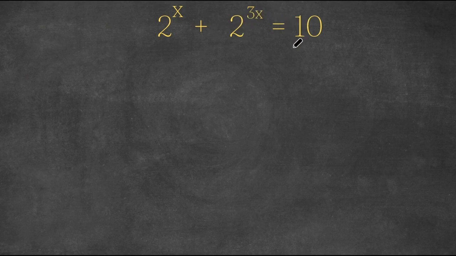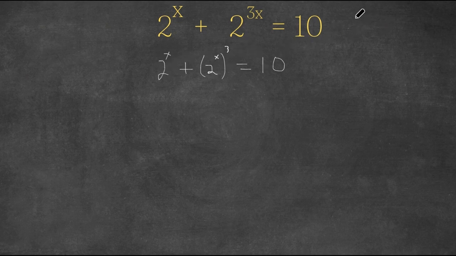And what we're going to do first is rewrite this equation. We're going to write this as 2 to the power of x plus 2 to the power of x, to the power of 3. Because remember, when we have something like this, it is equal to x times 3. We multiply the exponents, so we're simply reversing that. And this equals 10.